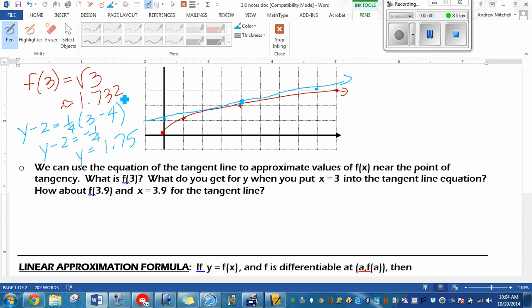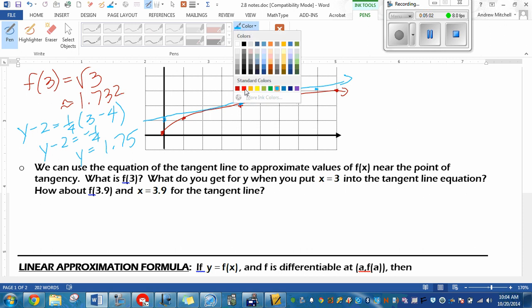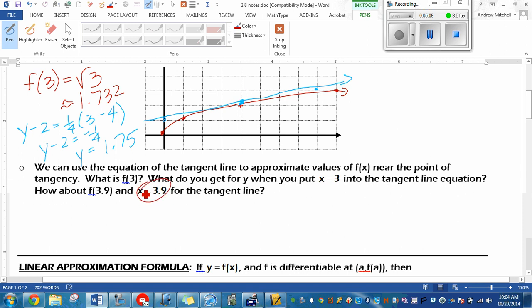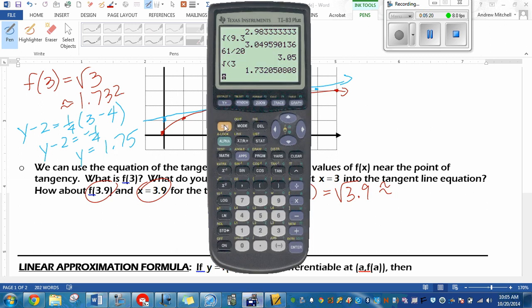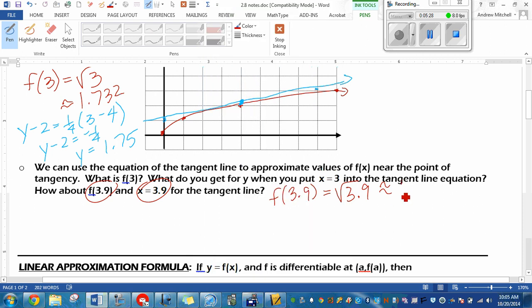Next, it asks us to try the same thing with 3.9. So let's try f of 3.9. That would just be square root of 3.9. And if we punch that into a calculator, we get 1.975 if we round to 3 decimal places.